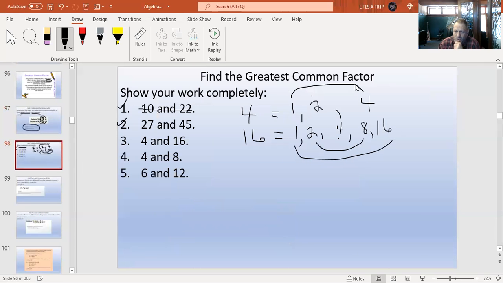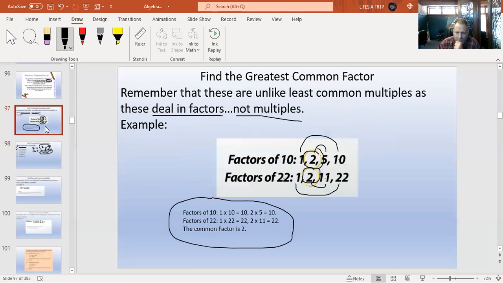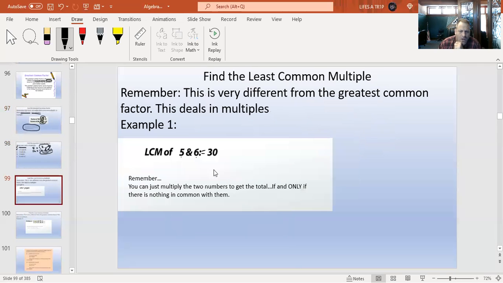So it would be the largest, just like up here. Okay, it would be the largest. All right. So let's look at find the least common multiple. These are dealing with multiples. So this is very different from the greatest common factor. This deals in multiples.